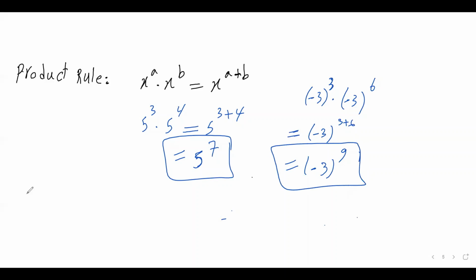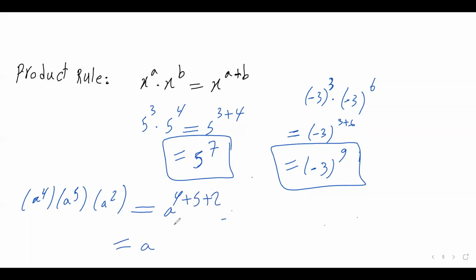Let's do another one. Let's say I have a to the power of 4 times a to the power of 5 times a to the power of 2. So I have 3 variables here, but the bases are the same and the exponents are different, obviously. So we can just write one of the bases and then add up the exponents because it's multiplication. So 4 plus 5 plus 2. So this equals a to the power of 11. That's our answer.